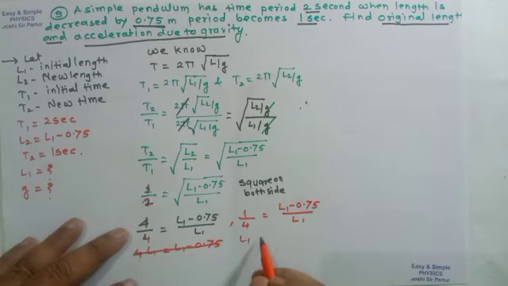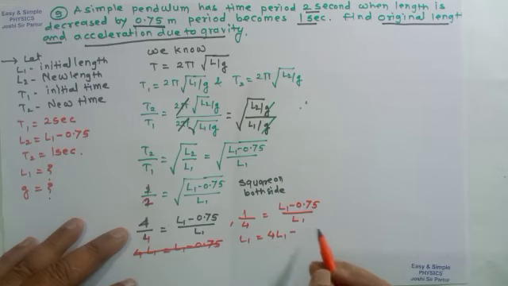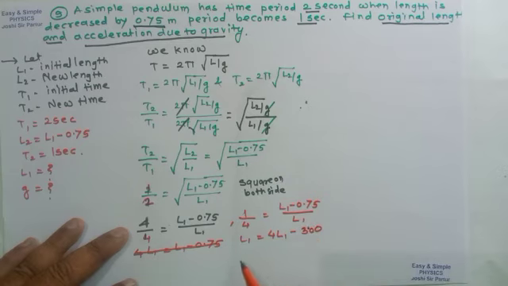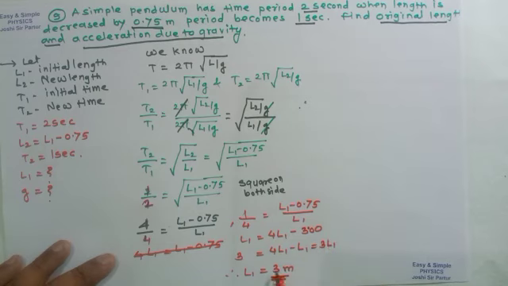So multiplying, L1 is equal to 4 L1 minus 4 times 0.75, which is 3. So shifting the 3, 3 is equal to 4 L1 minus L1, and therefore 3 L1 is equal to 3 meter. Divided by 3, it gets cancelled, so the initial length is 1 meter.